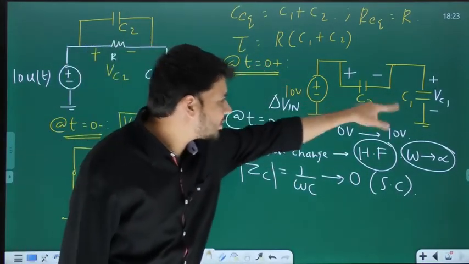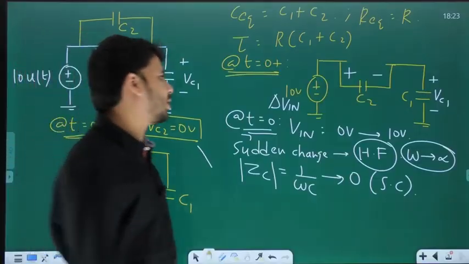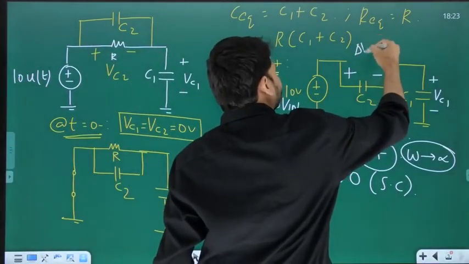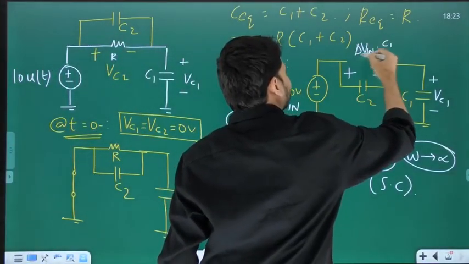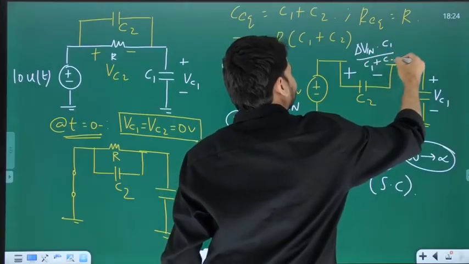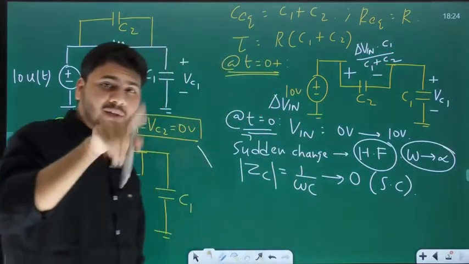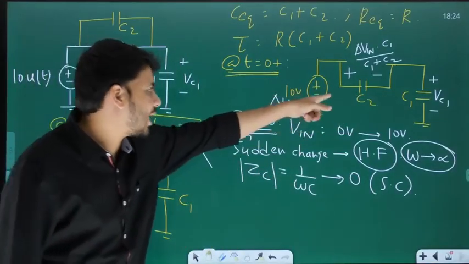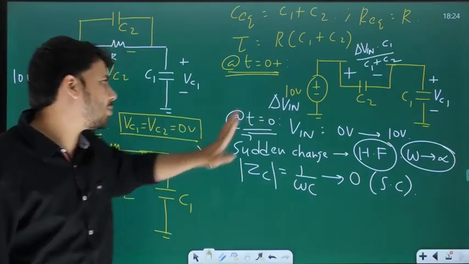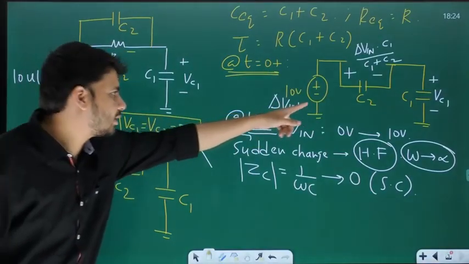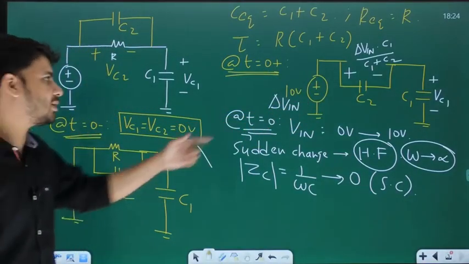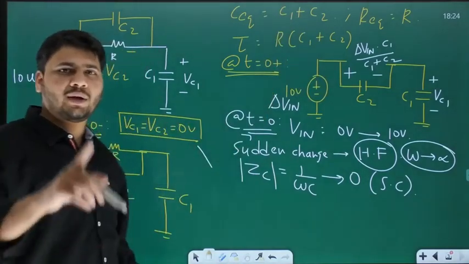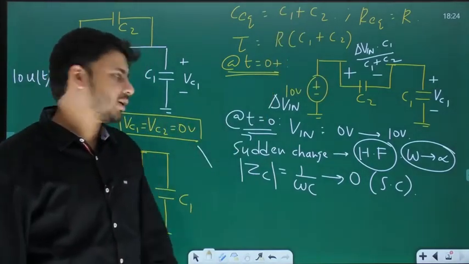So what is the change in voltage drop across C2? Delta V in into C1 by C1 plus C2. That is what? The change in voltage drop across C2. So if I ask you, what is the actual voltage at t equal to 0 plus, will it not be the voltage drop across C2 at 0 minus plus the change in voltage across C2 at the time of switching?